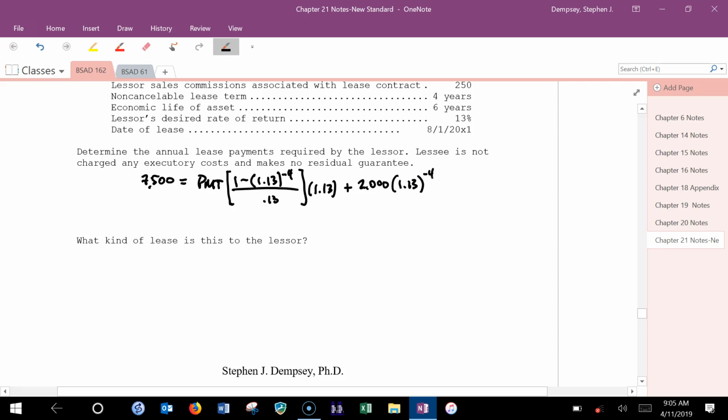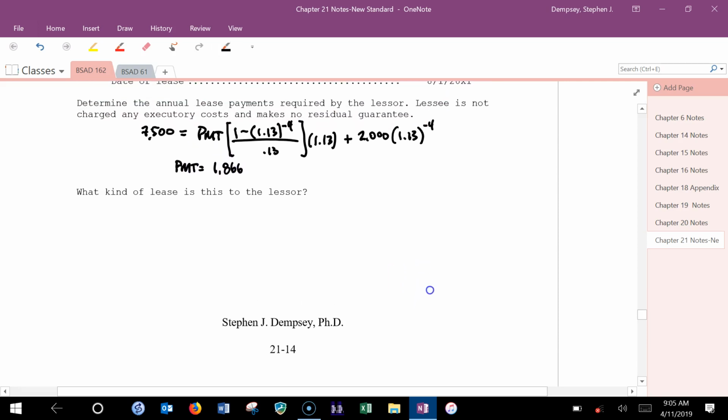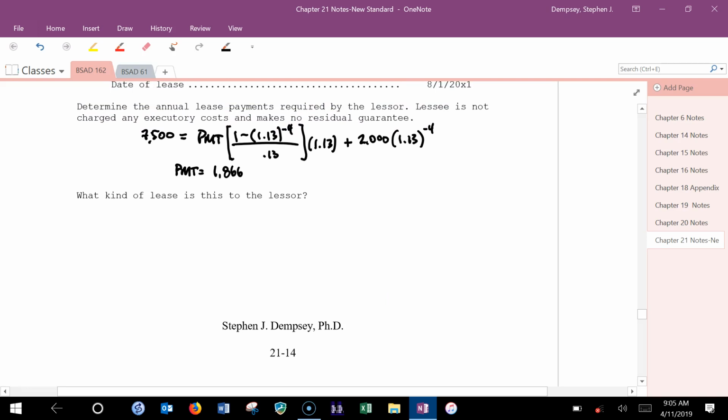So again, you'd probably use a financial calculator, now you're solving for the payment since you have all the other parameters. And the payment equals $1,866. So are you with me? That's what the lessor would do to set that. I just wanted to give you another practice here, thinking about what the lessor would do to try to recover the value of the asset of 7,500.